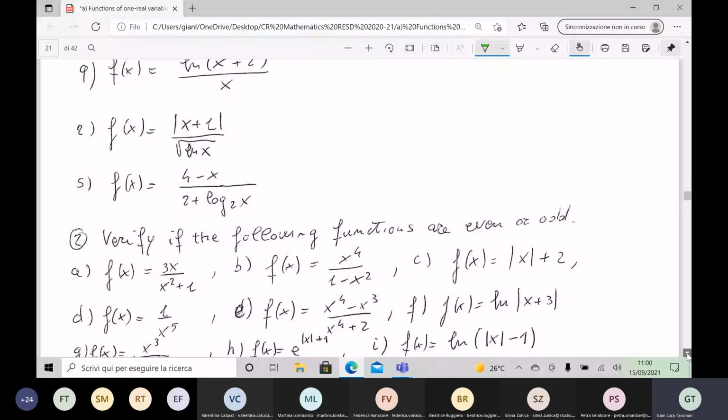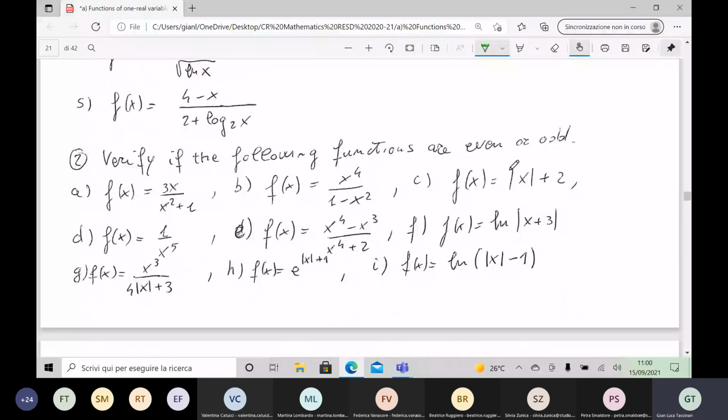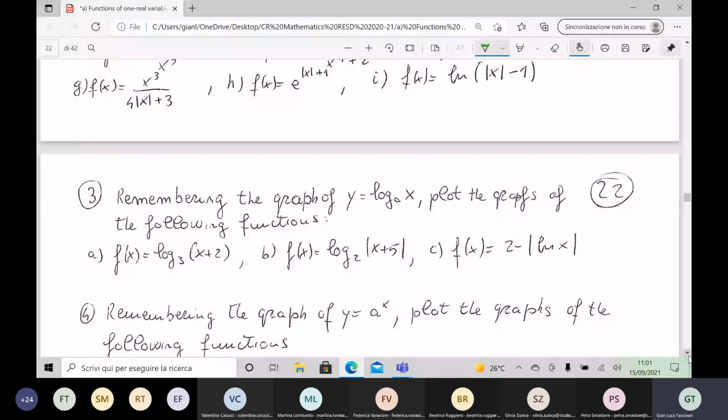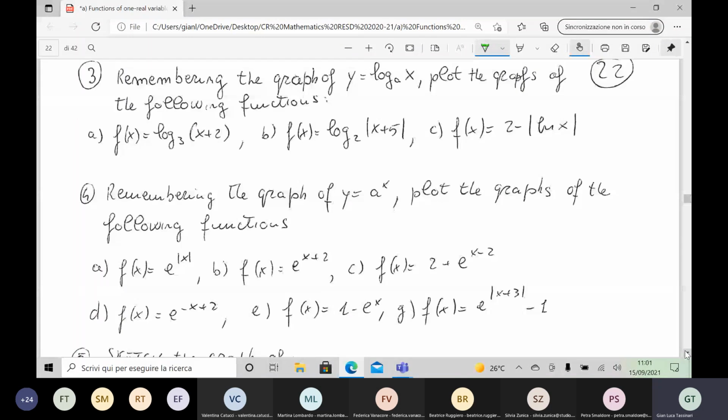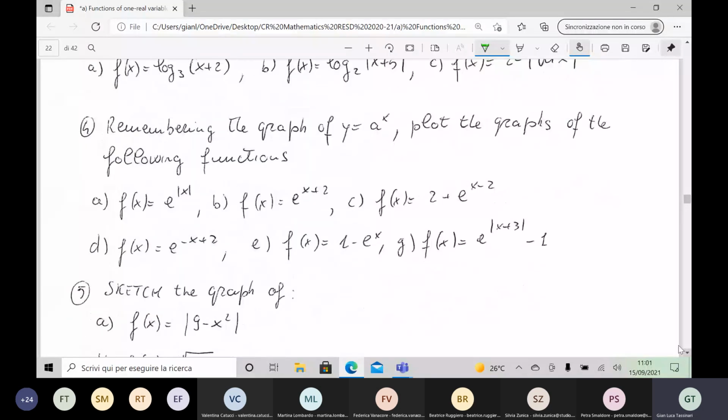Verify that the following functions are even or odd, so you can practice on even and odd functions. Then, remembering the graph of logarithm with base a of x, plot the graph of the following functions, by using symmetries, absolute value, etc. And remembering the graph of y equal to a to the power x, plot the following functions. So you can plot again by using the instruments we studied. It's like the exercise we did just now. Okay, both 3 and 4.